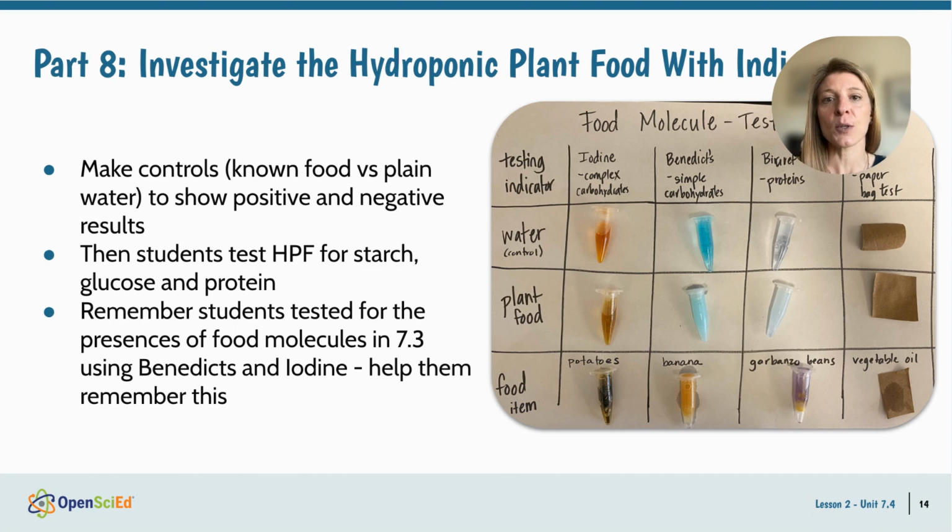The students will use Benedict's solution and iodine, both of which were used in Unit 7.3, but the Biuret and the brown paper test for fats are new. Because they trust the concept of food indicators from 7.3, the negative results in plant food create a huge cognitive dissonance.